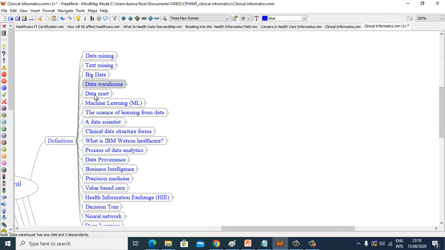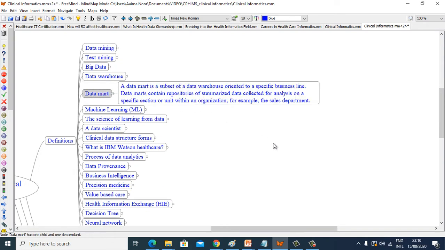Now we'll see what is a data mart. A data mart is a subset of a data warehouse oriented to a specific business line. Data marts contain a repository of summarized data collected for analysis on a specific section or unit within an organization, for example, the sales department.